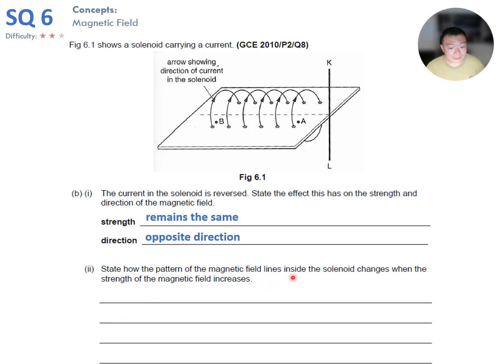In part 2, how do we represent on the magnetic field diagram that the strength of the magnetic field has increased? So we will draw field lines of higher density. Which means within the same space, we will draw more field lines, and the field lines will be closer together.